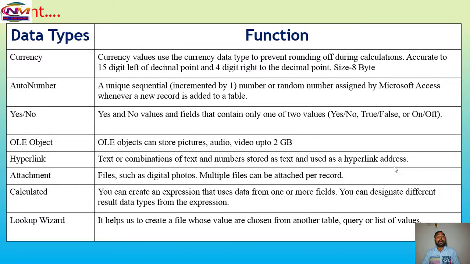The next one is OLE object. OLE objects are used to store audio, video and picture. The size of the data is up to 2 GB. Hyperlink, as the name suggests, text or combination of text and number stored as text and used as a hyperlink address. Attachment, you can attach files such as digital photos. Multiple files can be attached per record. You can attach all those attachments by using this data type, attachment.